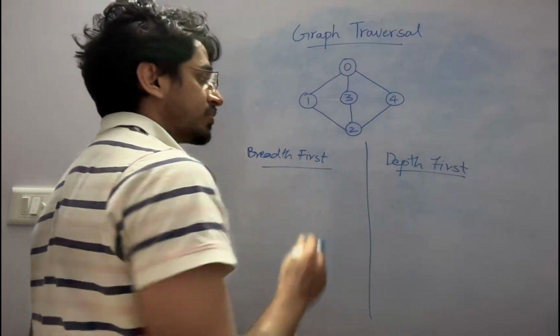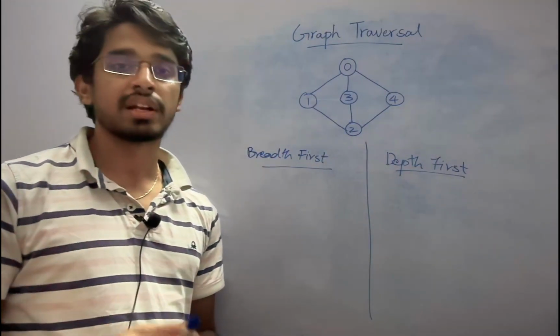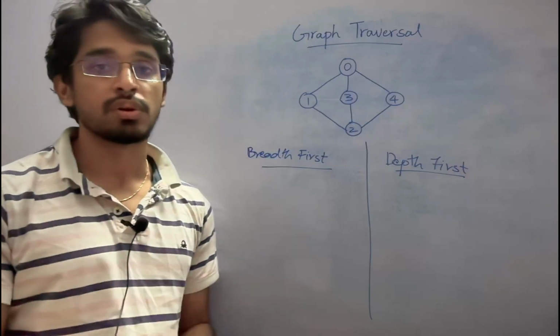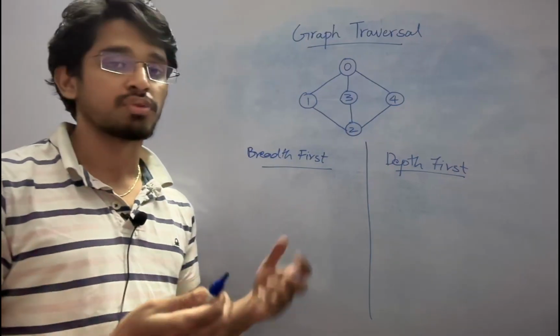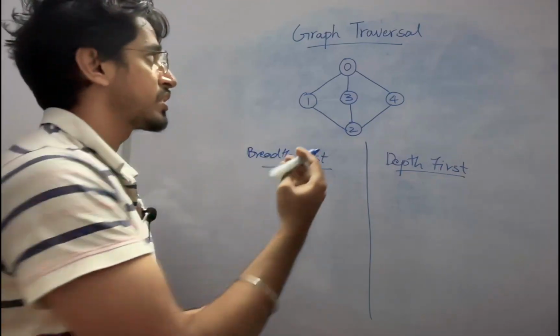So let's start with depth first. Here we just need to consider any one vertex to start with. Unlike trees, where we used to start with a root node, here we do not have any kind of root node, so we can start with any vertex or node. I'm just going to start from 0.